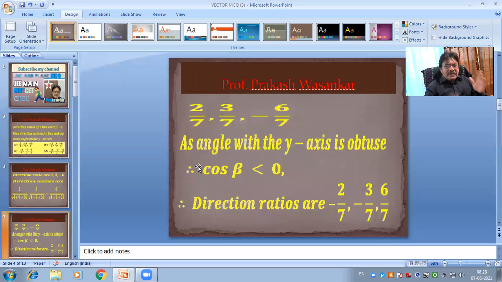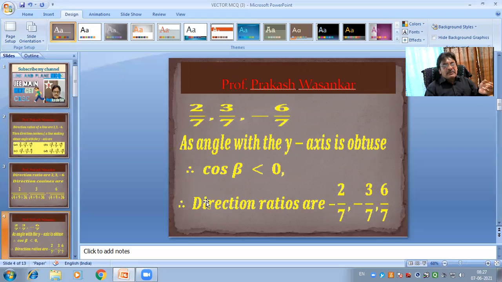And we know that let alpha, beta and gamma be the angles made by the line with the coordinate axes. That is, beta is the obtuse angle made by the line with y-axis. Therefore, if beta is obtuse, then cos beta is negative. That is, cos beta is strictly less than 0. Therefore, the direction cosine m is negative. So multiply this direction cosines by negative sign. Then we get the direction cosines of the required line.